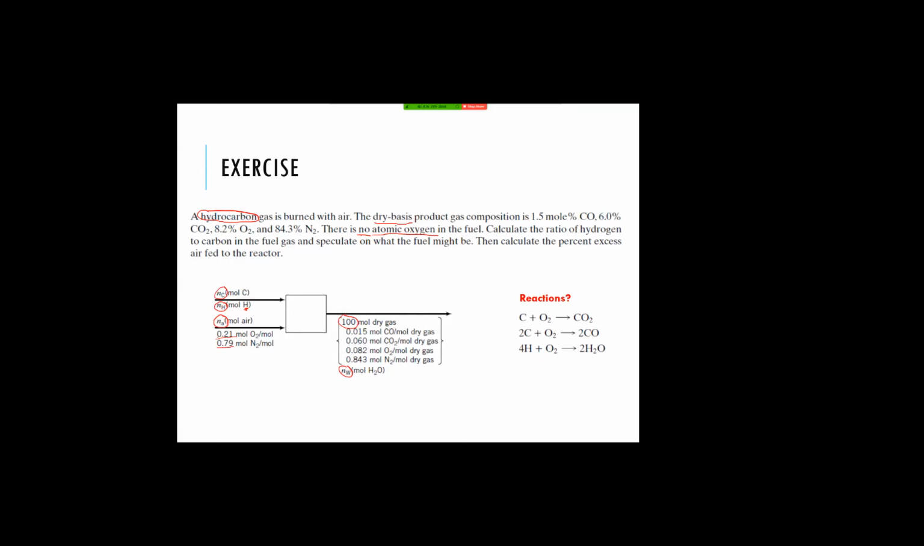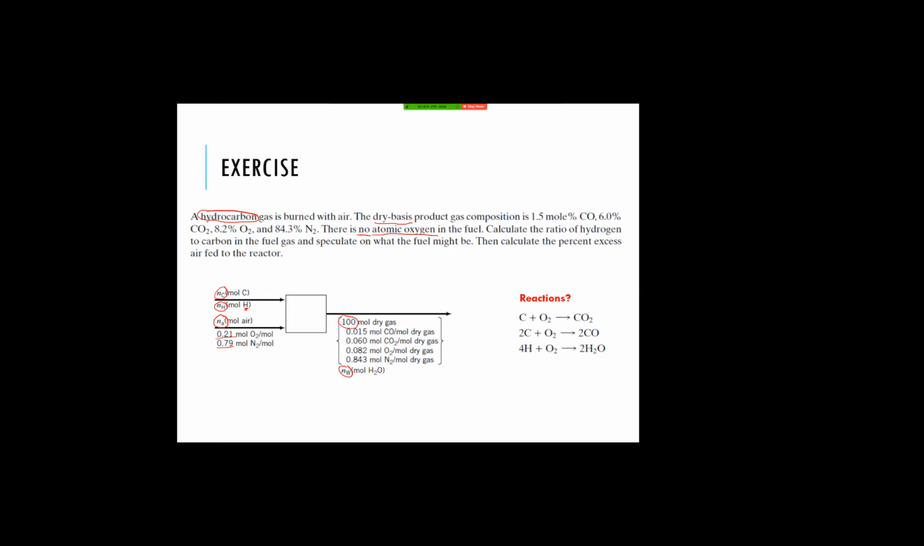And then we have the oxidation or the combustion of hydrogen. That is 4 atoms of hydrogen react with 1 atom of oxygen to form 2 molecules of water, right? So now we have all the information that we need, right?